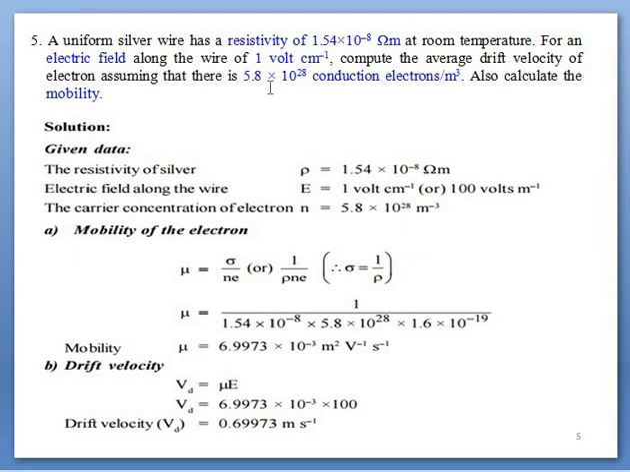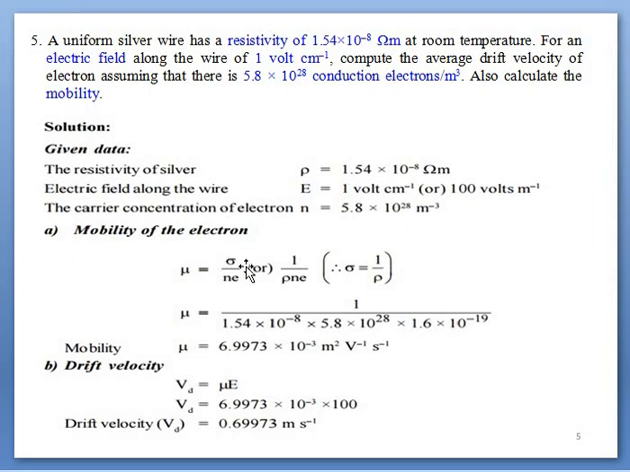Assuming that a concentration is also given, we also have to calculate the mobility. So we have to calculate drift velocity and mobility. If resistivity is given, we know that sigma equals n e mu, or in other words mu equals sigma upon n e, where mu represents the mobility and sigma is the conductivity.